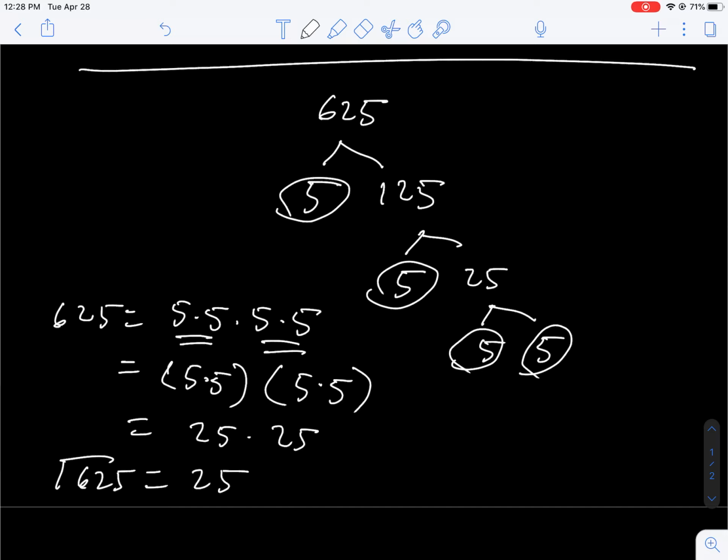You can even use the calculator to check this. So I will do that, and it should be correct. Yeah, and it is 25. Square root of 625 is 25. So you can use this strategy to find the square root of a number.